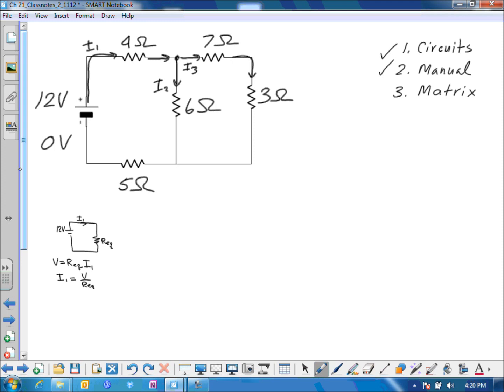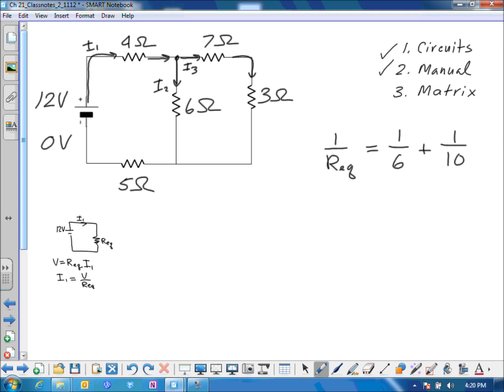resistor. The 10 ohm resistor is in parallel with the 6 ohm resistor. And we can find then the equivalent resistance of the 10 ohm resistor and the 6 ohm resistor as follows.